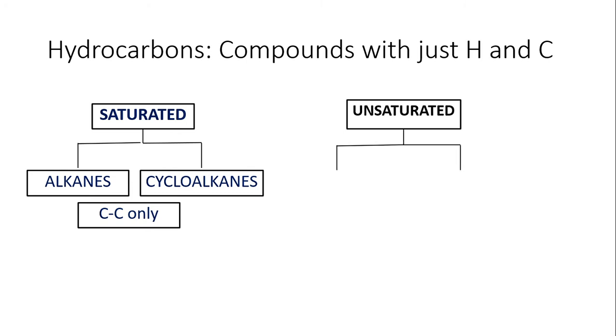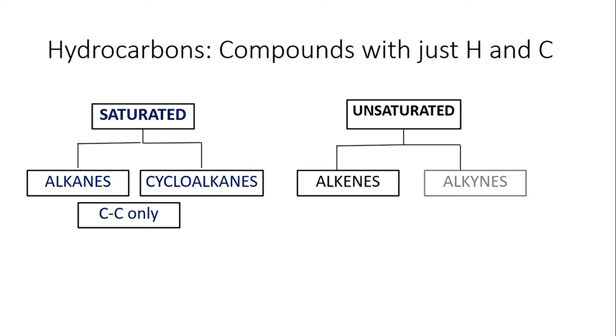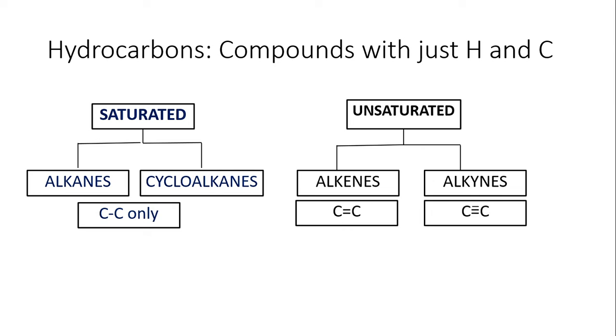Unsaturated hydrocarbons, on the other hand, consist of alkenes and alkynes. Alkenes are compounds that have at least 1 carbon-carbon double bond, and alkynes are compounds that have at least 1 carbon-carbon triple bond. There is a third category that really cannot fit into these two, and we call these the aromatic compounds.